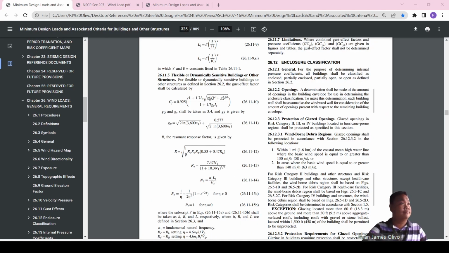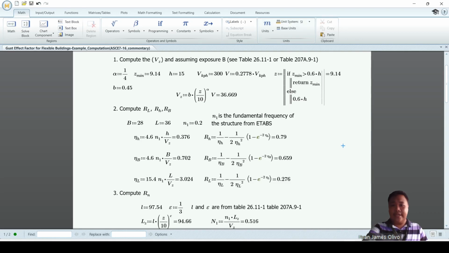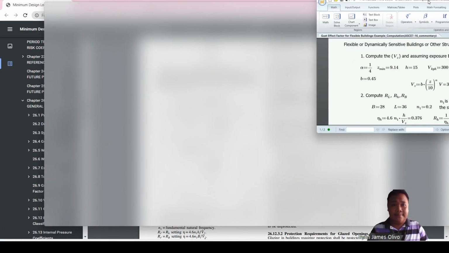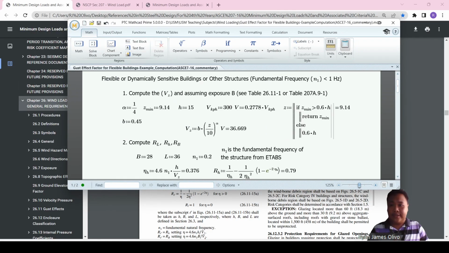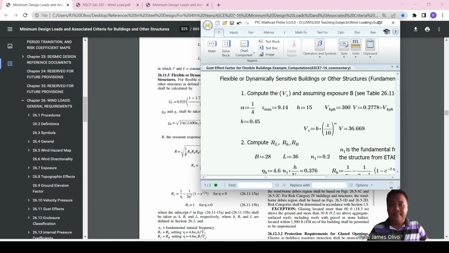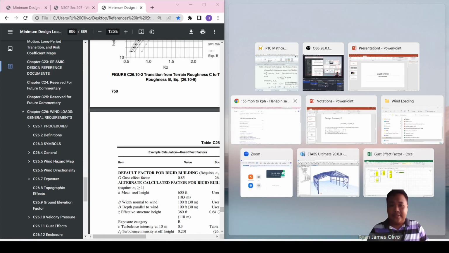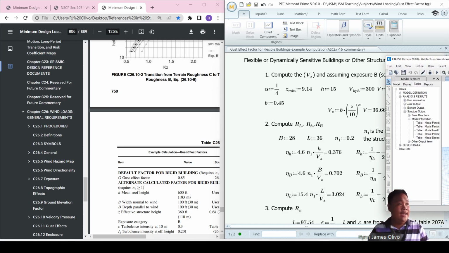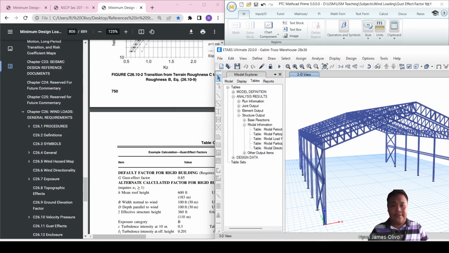So first, let's go to the computation. So I have here some computation. As you can see here, the very first thing that you need to compute is the V bar over V bar sub Z bar. So as you can see, let's try to compute. So this is the sample calculation. Okay, let's try to input some. By the way, I will show you how to get the fundamental frequency.